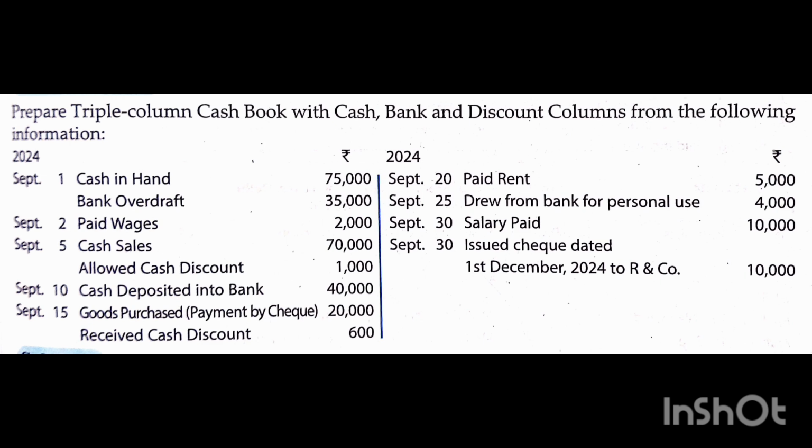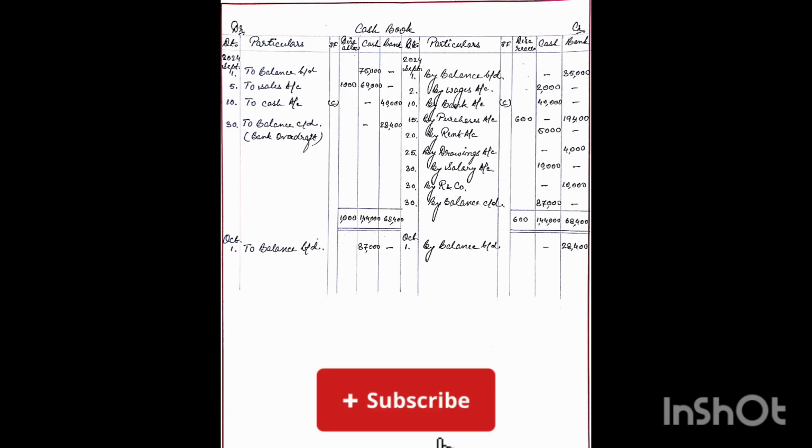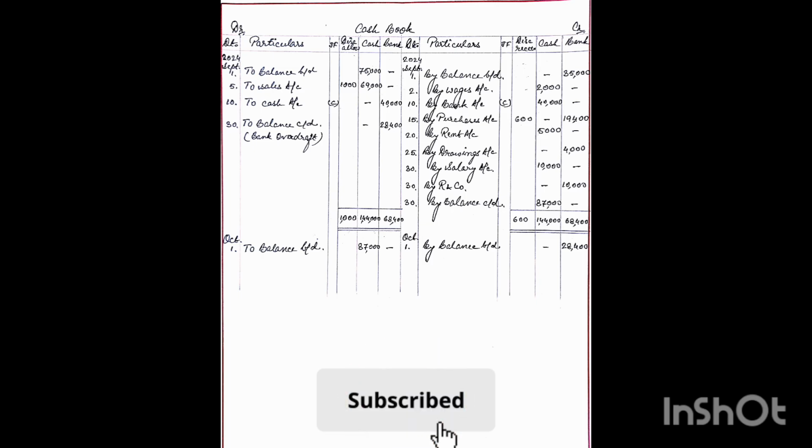Now see, September 1st says cash in hand 75,000 and bank overdraft is 35,000. So debit side for September 1st to balance BD, do not write CD. It will be BD brought down and amount will be under the cash column. September 1st on the credit side will be by balance BD, amount will be under the bank column 35,000.